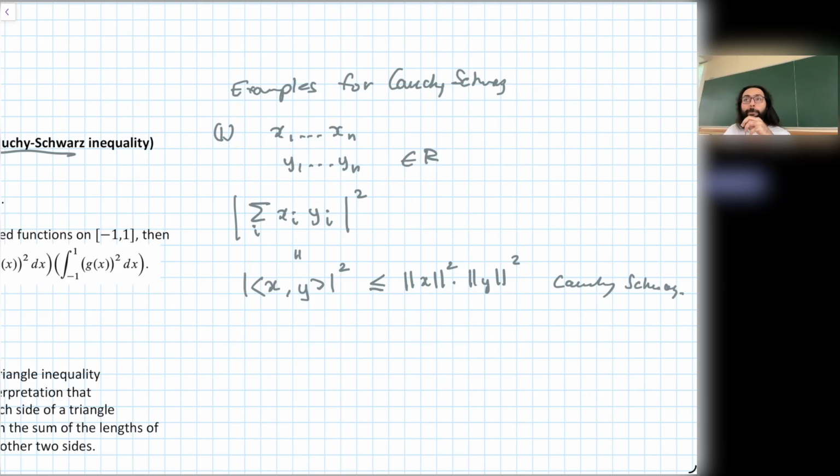Is that okay? Yes? Okay. And then we can expand this. So what is the norm of x? Norm of x, remember, was the sum of the xi squared. I always get confused with the square.